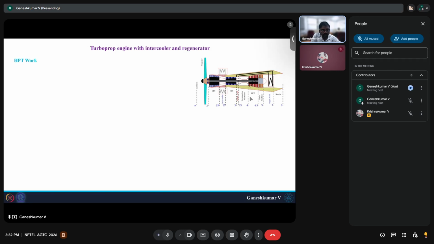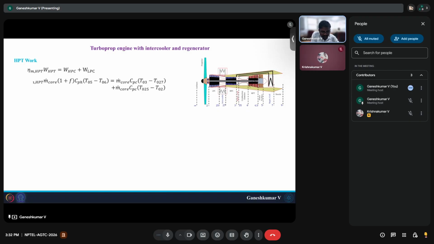So that's what we are going to do, HPT work. The HPT work is used to drive both the HP compressor and the LP compressor. The LP turbine is used to directly drive the propeller, so that's why the LP turbine is also called the power turbine in this case. The mechanical efficiency of the HP turbine times the work done by the HP turbine is equal to the work delivered to the HP compressor and the work delivered to the LP compressor. This is the HPT work energy balance that we already know.